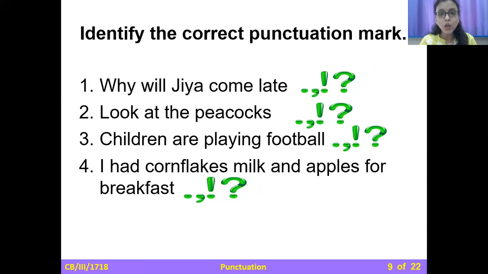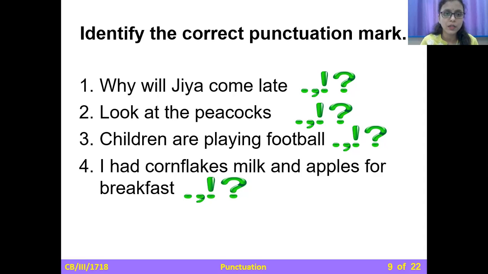Look at the peacocks. What will come here? You're excited to see peacocks. Exclamation. Children are playing football. What will come here? It's just a normal sentence. So it is full stop.